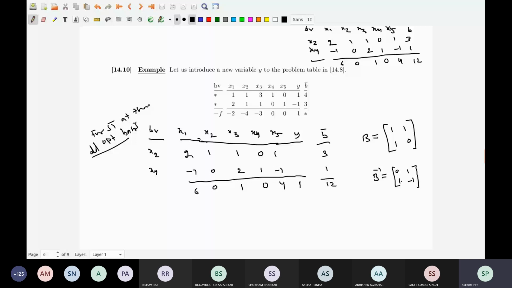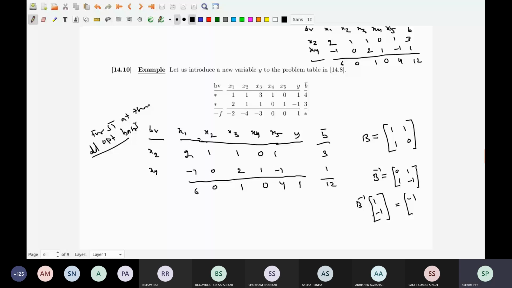So the entry that you will get below Y must be B inverse multiplied by 1, minus 1. That is what it would get converted to, because that is what you have multiplied. So 0 1 times this gives minus 1, and 1 minus 1 times this gives 2. So this one would be minus 1 and 2. Okay, that column I fixed.